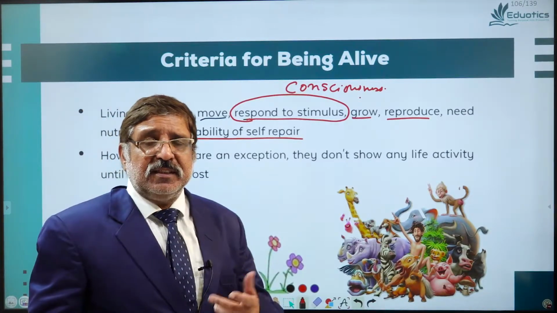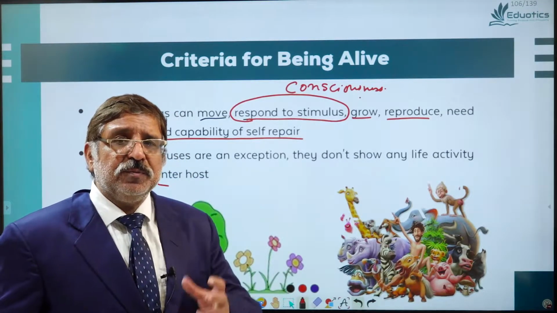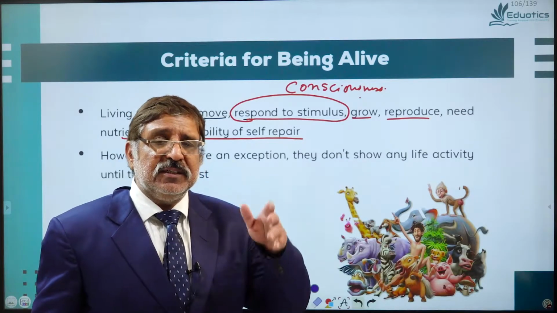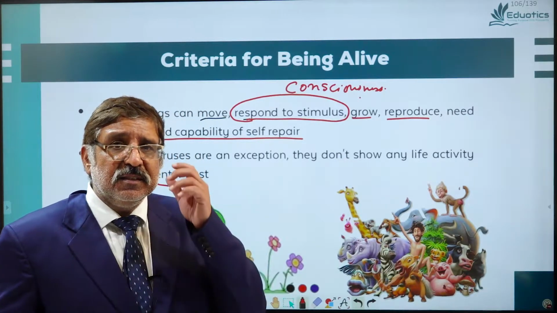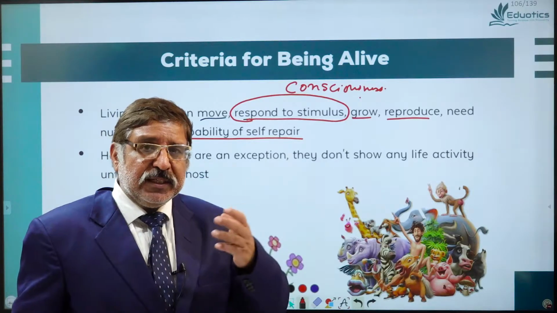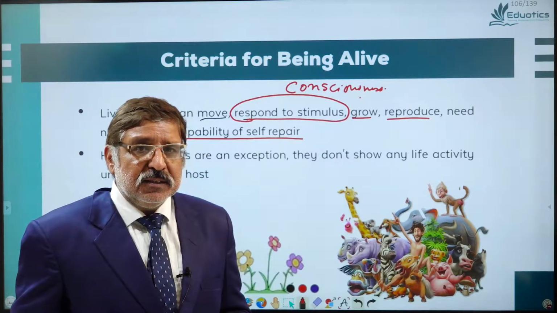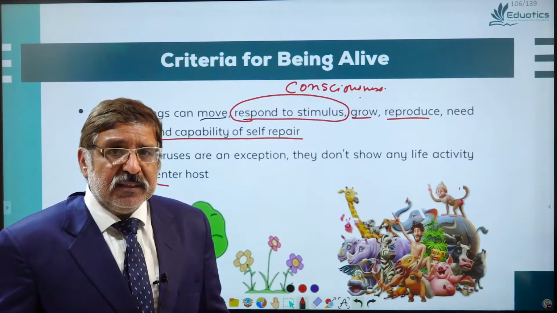Move तो गाड़ी भी कर सकती है यार, ग्रो तो माउंटेन भी करेगा, डस्ट पार्टिकल्स ऊपर आ जाते हैं. इसको कहते हैं ग्रोथ फ्रॉम आउटसाइड. लिविंग बीइंग्स ग्रो फ्रॉम इनसाइड.